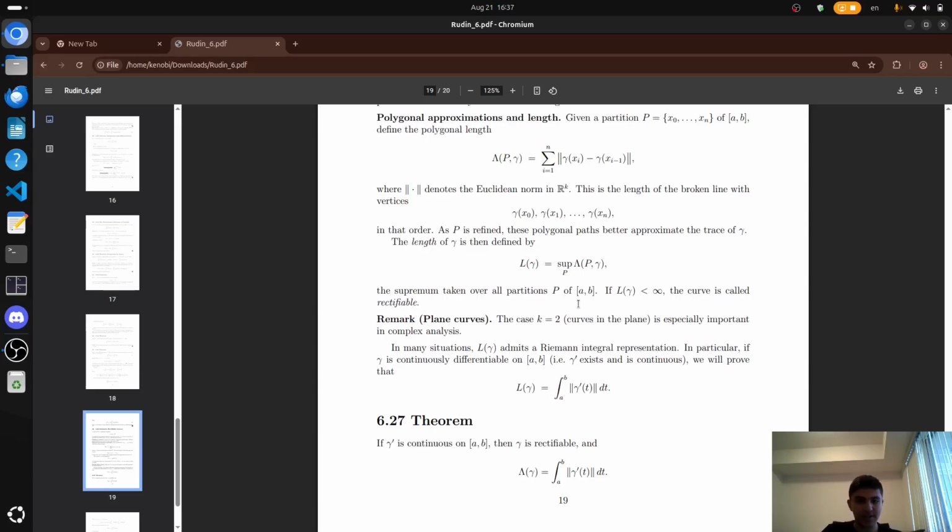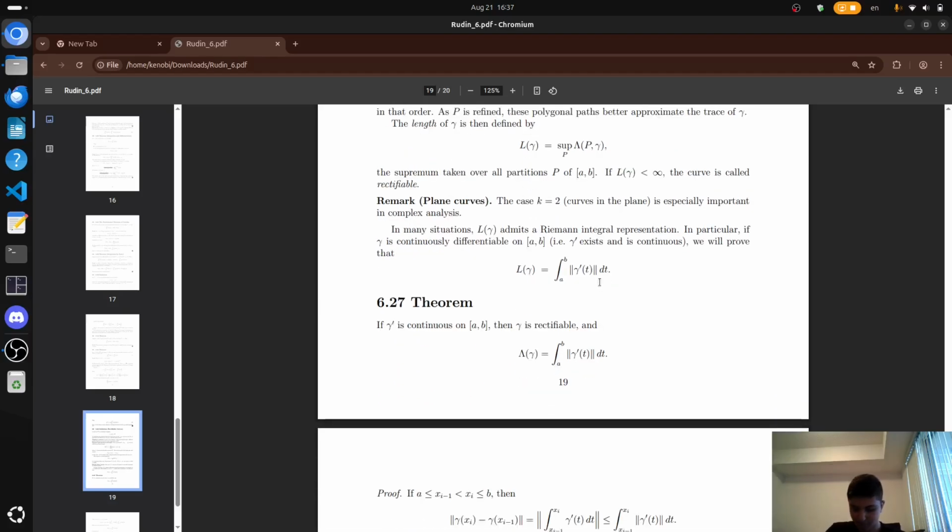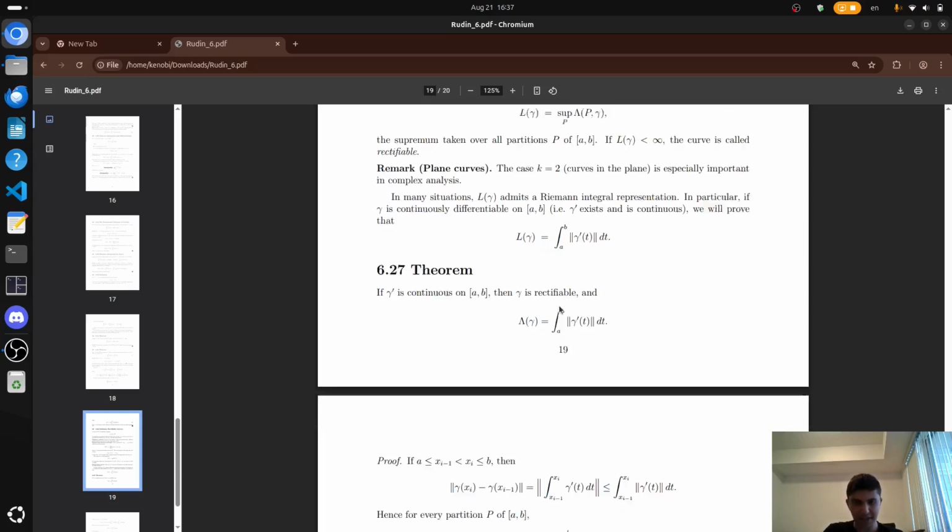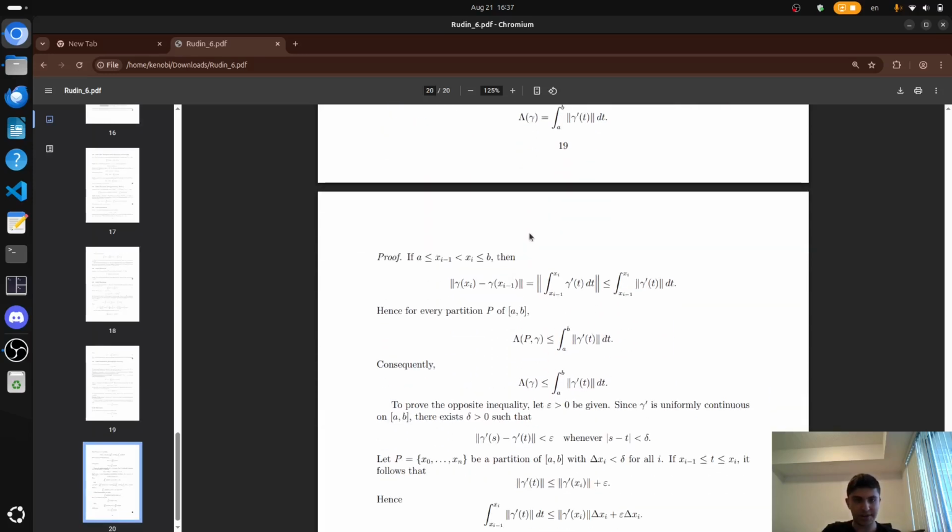And notice that the length is actually the same thing as the integral from a to b of the norm of the derivative, gamma prime of t, dt, and we're going to prove that. Let's prove it, and I'll tell you the strategy later.